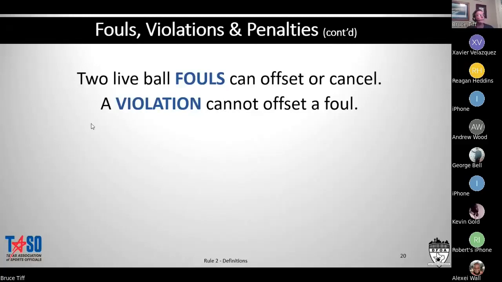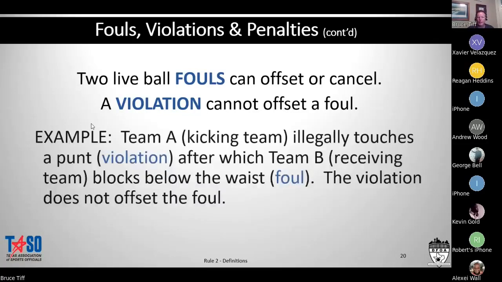So let's look at an example. Team A, which is the kicking team here, illegally touches a punt, which is a violation. That's one of the examples I told you that we have. After which team B, the receiving team, blocks below the waist, which is a foul. In this case, we wouldn't have offsetting fouls because we don't have two or more fouls, at least one on each team. All we have is a violation and a foul. So in that case, we would not offset the foul or the violation.